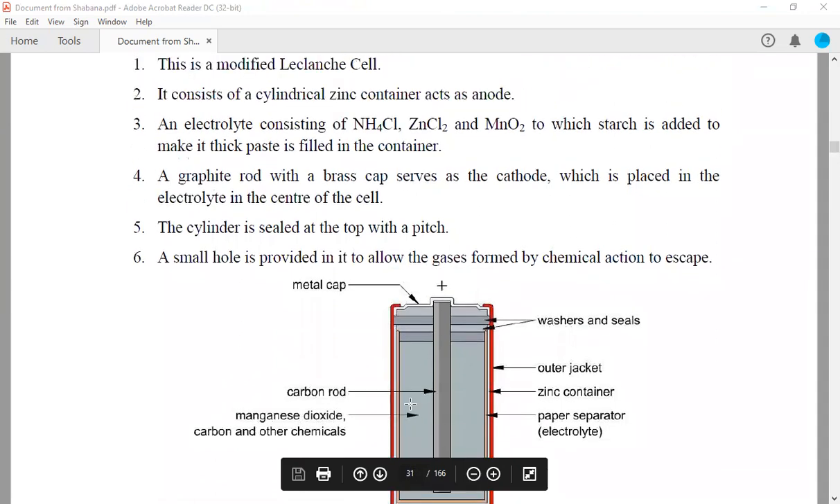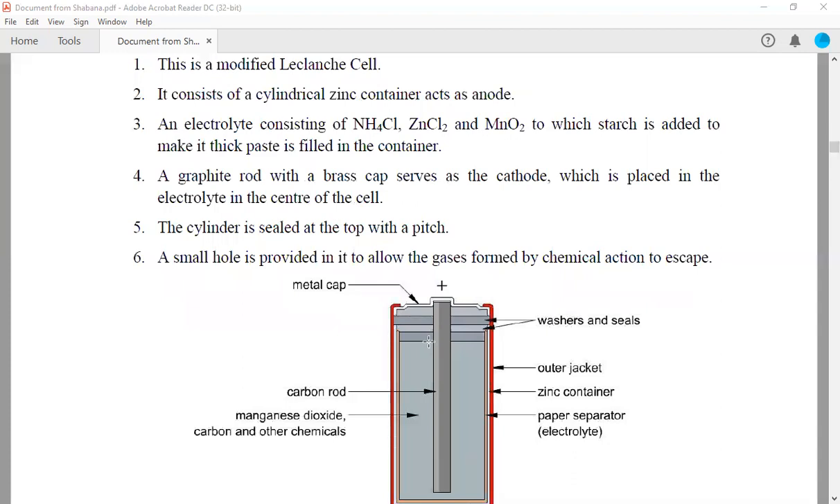See here, this is the structure of the dry cell or the primary cell. I already told you that it is a cell in which the cell reaction is not reversible. When the reactants have been converted to the product, no electricity is produced and the cell becomes dead and cannot be used after that.